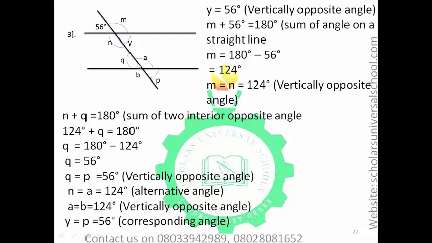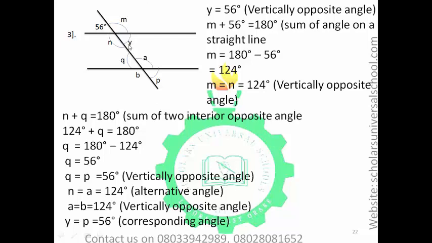alternate angles. So N is alternate to what? A. And we know that alternate angles are equal. So if the value of N here is 124 degrees, therefore, the value of your A will directly be what? 124 degrees. Now, A is 124 degrees. So simple to find our B now. B and A, they are vertically opposite angles. So if A is 124 degrees, therefore your B also will be 124 degrees.